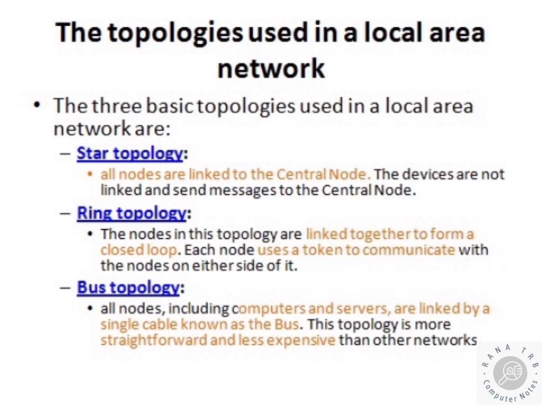The topologies used in LAN networks. We all know there are different types of topologies, but three basic topologies are used in LAN areas. First one is a star topology, where all the nodes are linked to the central node. These devices are not linked to each other and send messages to the central node. Ring topology. In this, they link together to form a closed loop. Each node uses a token to communicate with the other nodes on either side.